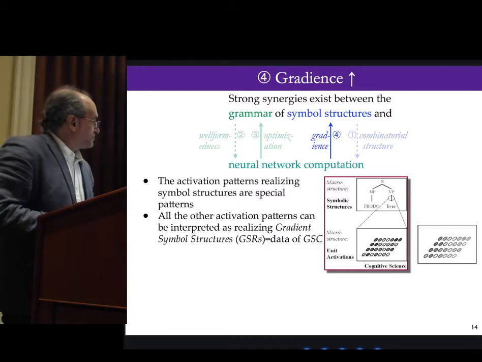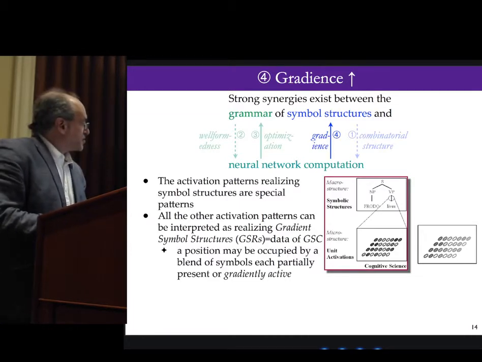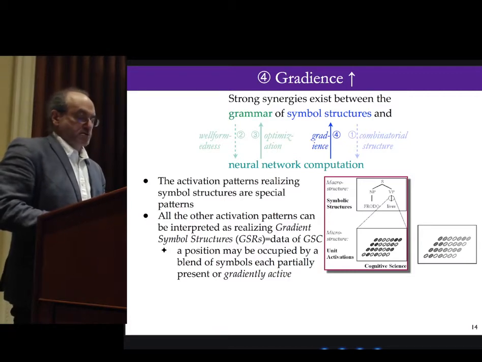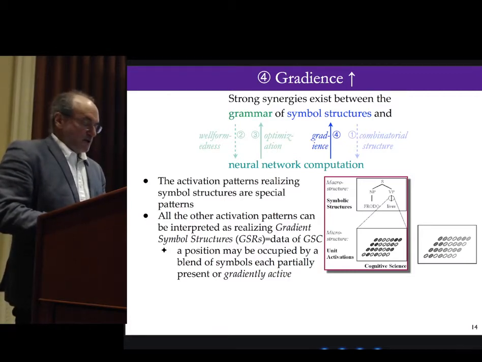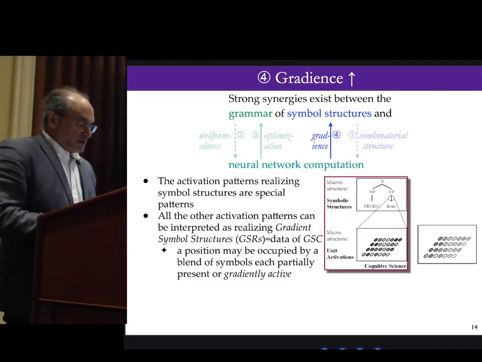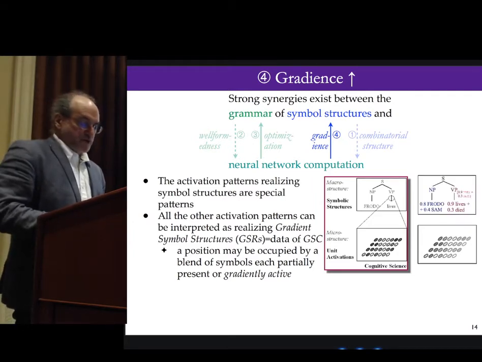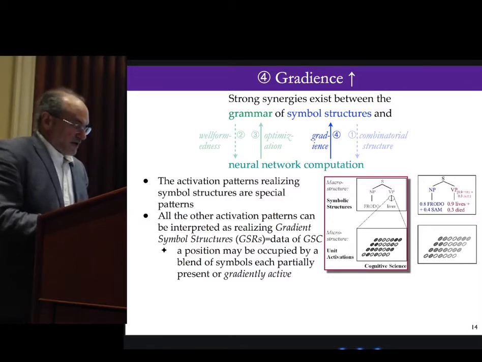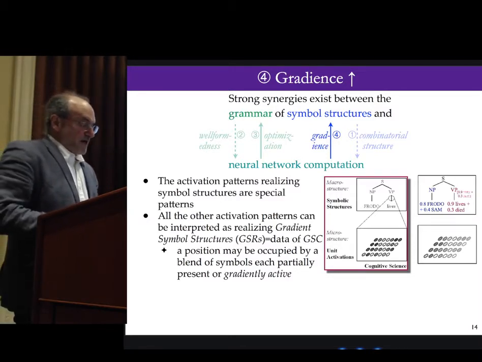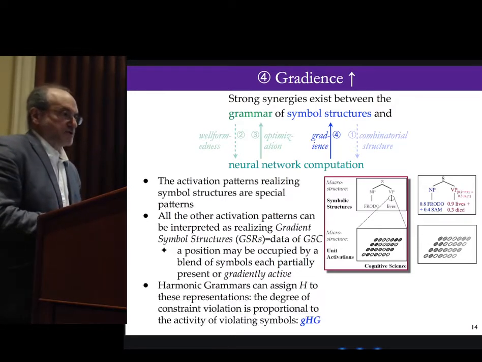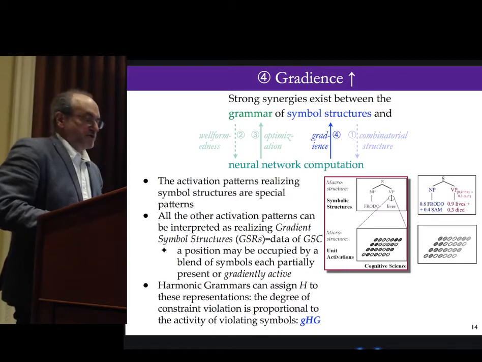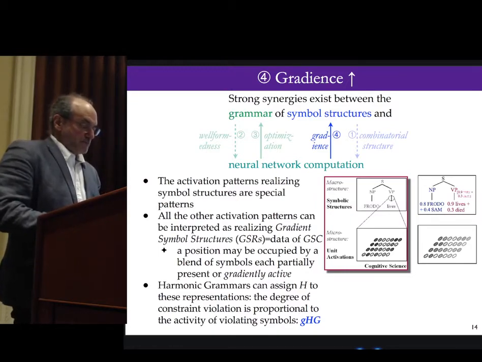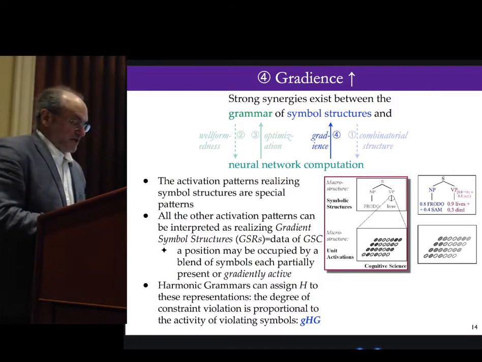In a gradient symbol structure, a position may be occupied by a blend of symbols, each partially present or gradiently active. So this activation pattern on the right, described at the symbolic level, is a tree with a blend of Frodo and Sam in the subject position, mostly Frodo, higher activity level, and a blend of lives and died in the verb position. Harmonic grammars can assign harmony values to these gradient symbol structures. The degree of constraint violation is proportional to the activity of the violated symbols. So this is gradient harmonic grammar, GHG.